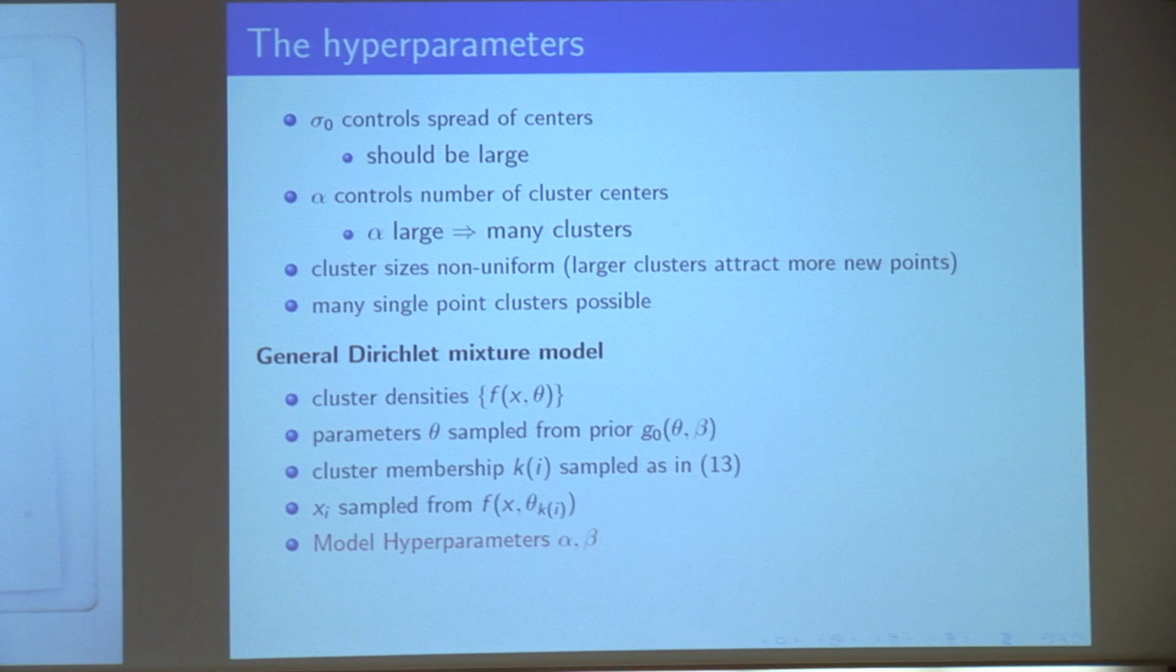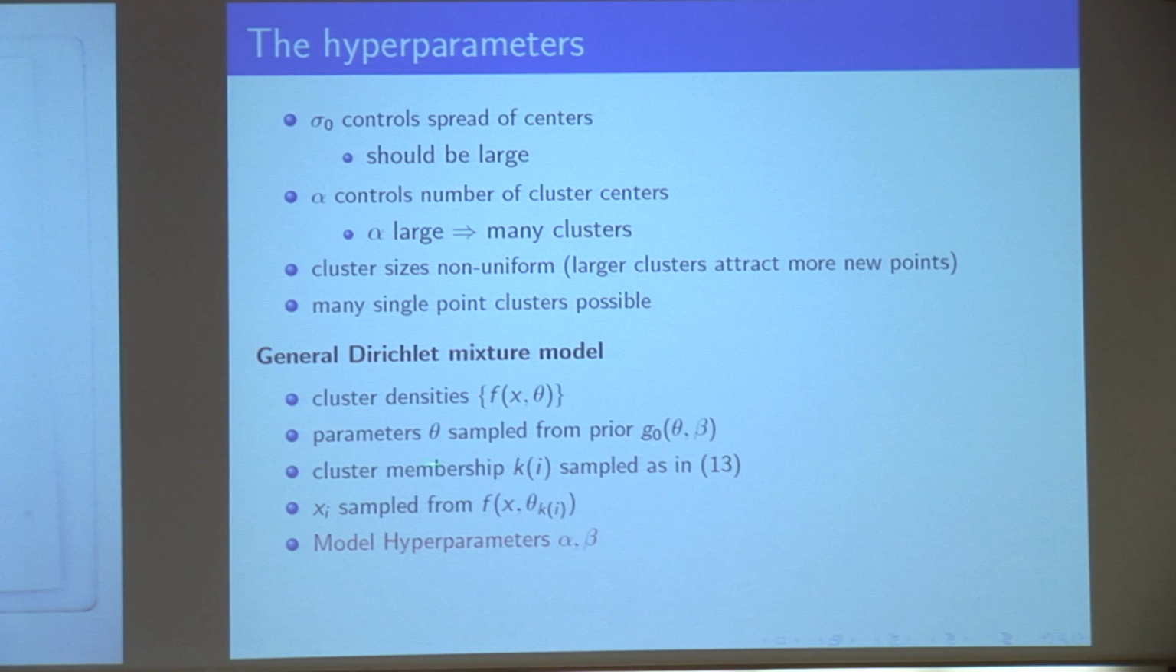If you know what conjugate priors are, how many of you do? Okay. Then it is convenient from the computational point of view to choose a conjugate prior G0 to the family F. For instance, for the mean of the Gaussian, the conjugate prior is the Gaussian. For the variance of the Gaussian, the conjugate prior is the Wishart distribution. And the Dirichlet distribution that I've shown before is the conjugate prior for the multinomial.